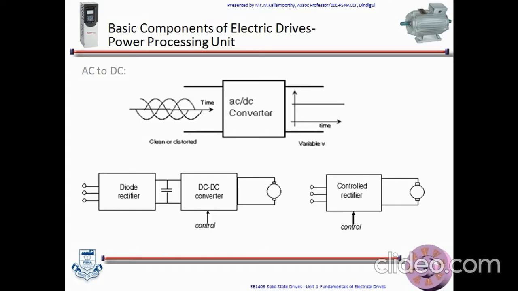Or I can have a controlled rectifier, which is generally thyristor based, where the AC supply can be converted directly into a variable DC supply by properly varying the firing angle of the controlled rectifier. So this AC to DC converter is nothing but a rectifier which has two options to vary the output voltage. One is by using the DC to DC converter by controlling the duty cycle, or by controlling the firing angle of a controlled rectifier.